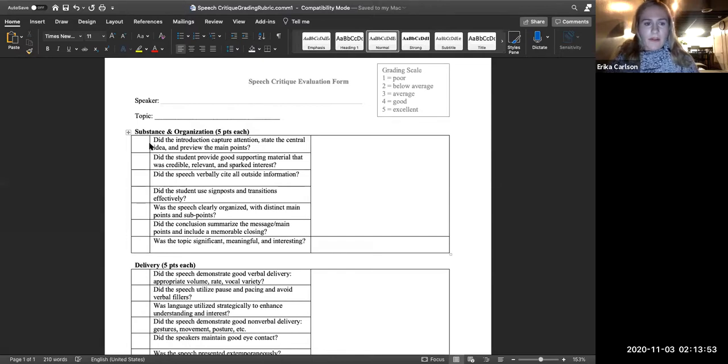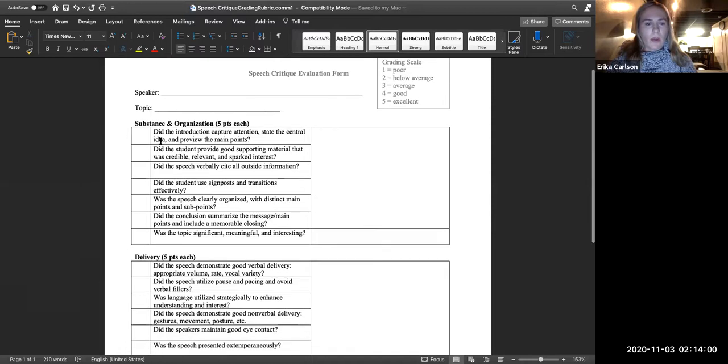The first mark, which is worth 5 points each, is about the introduction. Did it have all the components that are required? You can use the requirements that we have in this course to conduct this speech critique. Did the student provide good supporting material? Did they have good sources? Did they use sources? Did they verbally cite all of the sources that they used? You're also going to want to look for organization with signposts and transitions, as well as a solid conclusion.